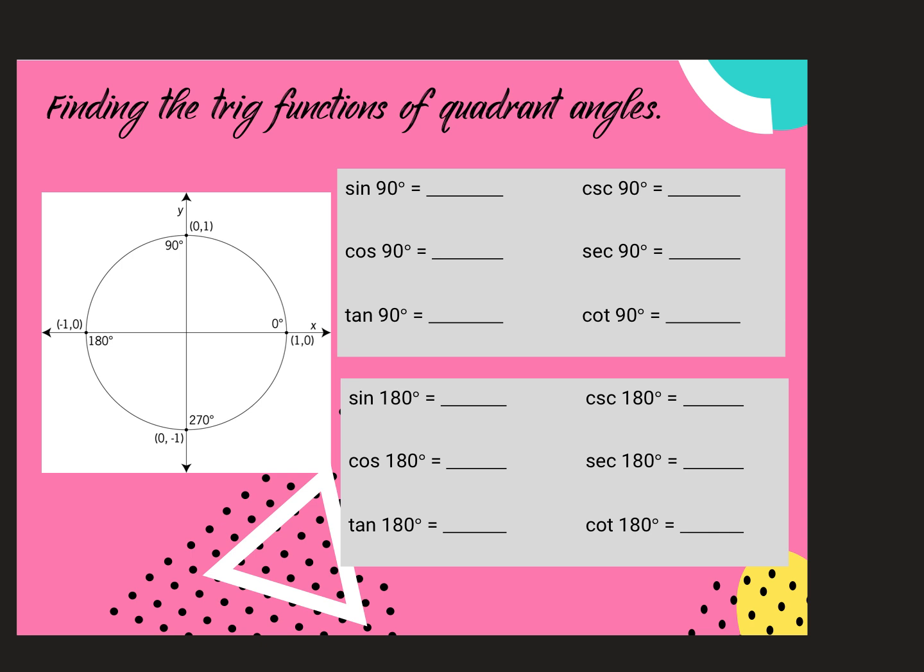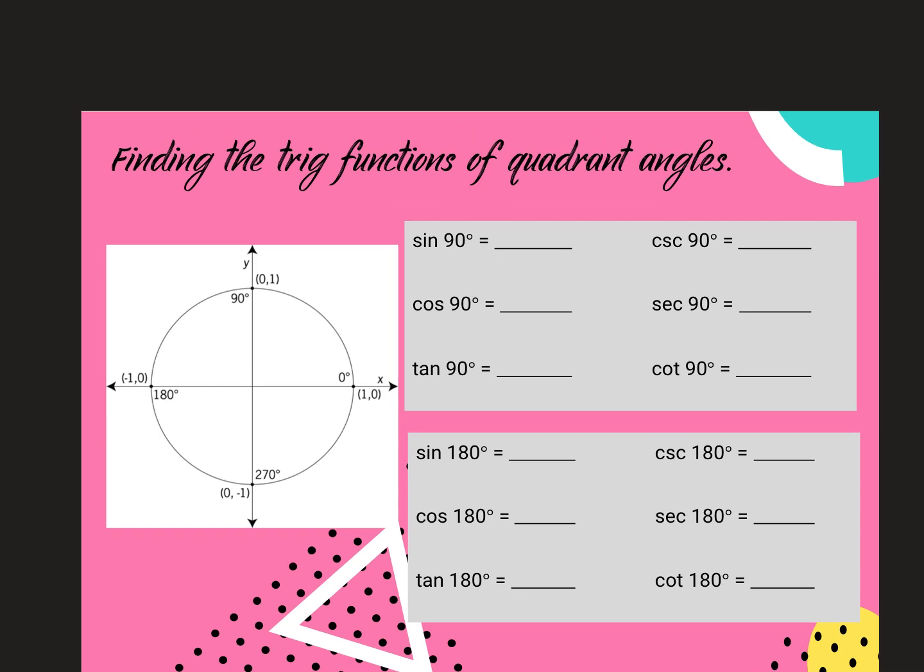What separates quadrant 1 from 2, from 3, from 4? The x and y. The 90, the 180, the 270. Those are our quadrant angles. Your 90, 180, 270, 360. Those are your quadrant angles. So think about it, guys. What is the sine of all of this? Well, think about it.